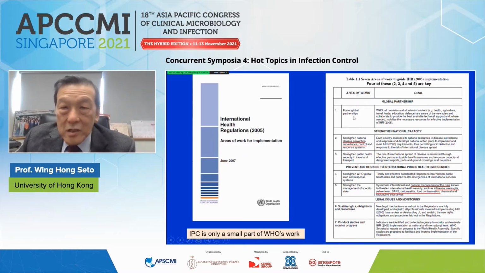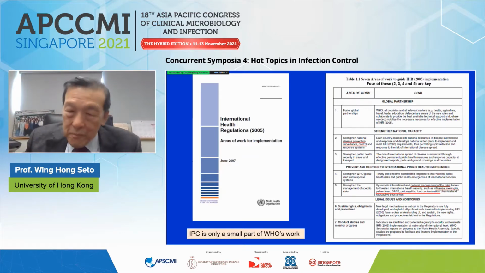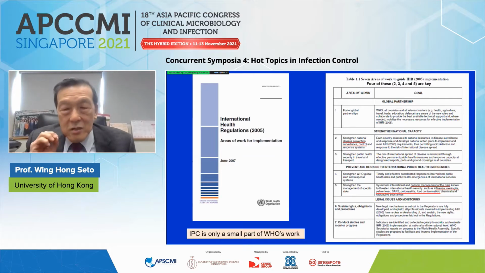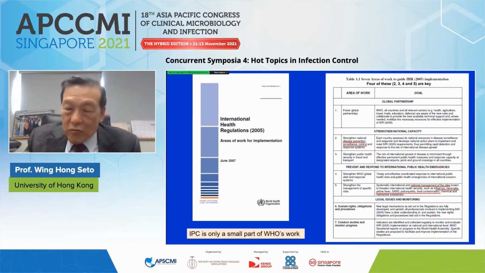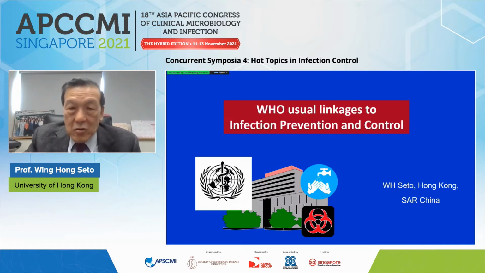Now, but please note in this table, there's so much other work: global partnership, legal issues. So do keep in mind that when you look at WHO, they have a whole big part to do, and infection control is just a small niche, but still, of course, important. Now, there are 5 ways. I've been working with WHO, linking up in many ways, but there are 5 main ways which I will touch on very quickly today.